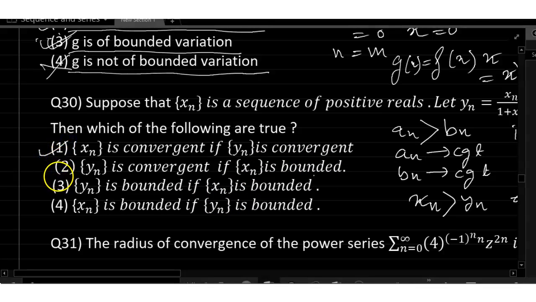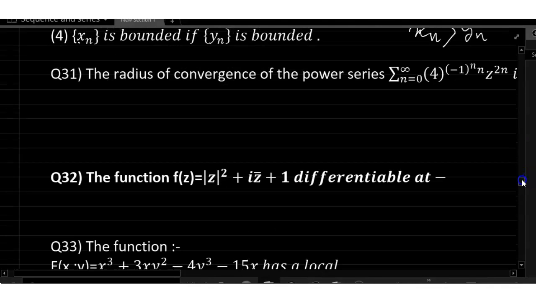Number 2, if yn is convergent, if xn is bounded. Obviously xn is bounded. So xn is bounded means it is good. This problem will be solved.